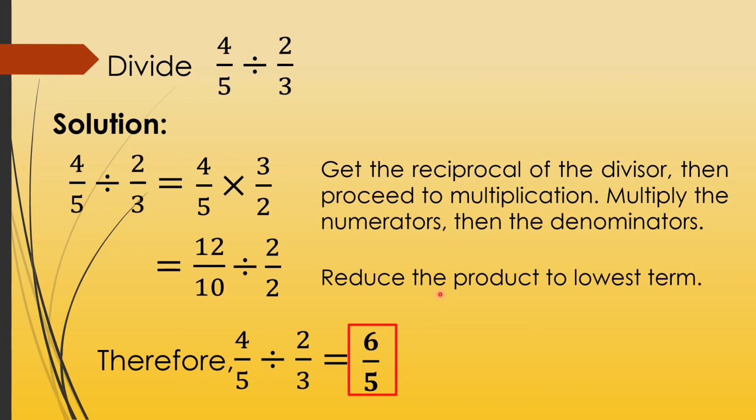Paano naging 6 over 5? 12 divided by 2 is 6 and then 10 divided by 2 is 5. So, that is the final answer.